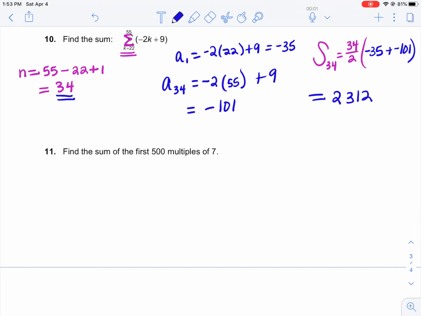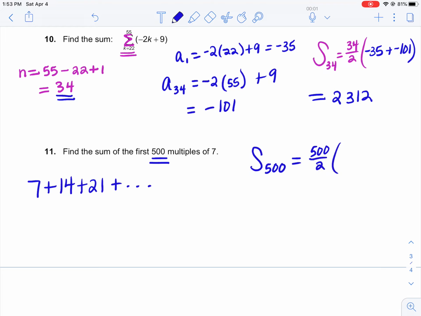All right, and then the last problem, find the sum of the first 500 multiples of 7. So this is giving me a little bit of information right here. I know I have 500 terms, so I'm taking the sum of 500 terms, and they're multiples of 7. The first multiple of 7 is 7, plus the next multiple of 7 is 14, plus 21, and so on. I know this is an arithmetic sequence because I'm adding 7, adding 7, adding 7. I would do 500 divided by 2 times the first term, which we know is 7, plus I need to find the 500th multiple of 7.